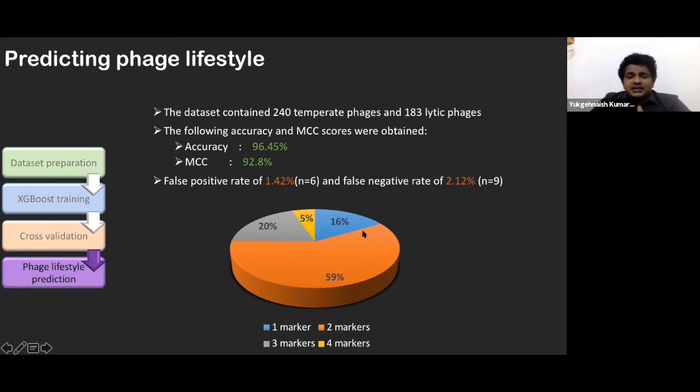Now, these are the number of markers in the phages that were predicted as temperate. So we can see that 16% of the temperate phages had only one of the markers, or one of the proteins that our predictor predicted, and 59% of the temperate phages contained a combination of two markers, and 20% of the phages contain three markers, and only 5% of the phages have a combination of four markers.